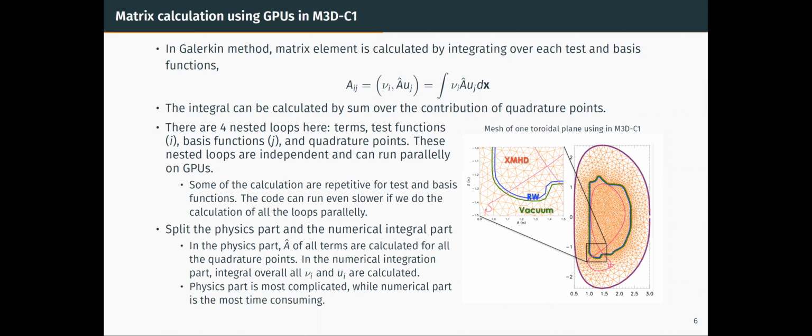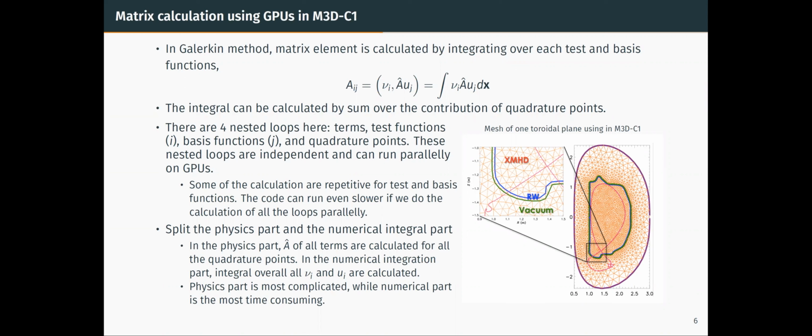However, in our previous version of the code running on CPUs, we were actually calculating the numerical integration inside the calculation of each term, which means that the physics calculation for each term and the numerical integration are done at the same time. So this actually runs well on CPU, but we find that it's very difficult to optimize this version of the code on GPUs.